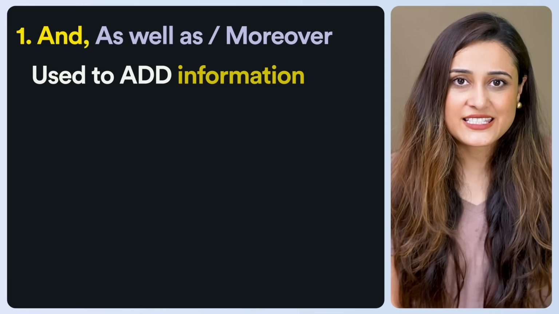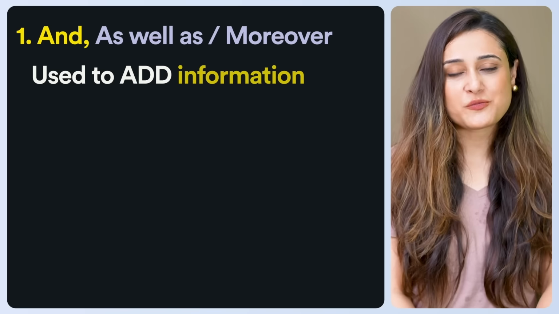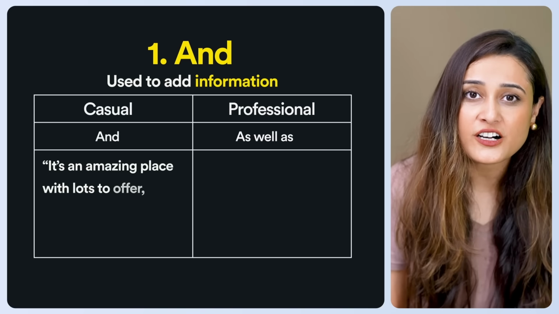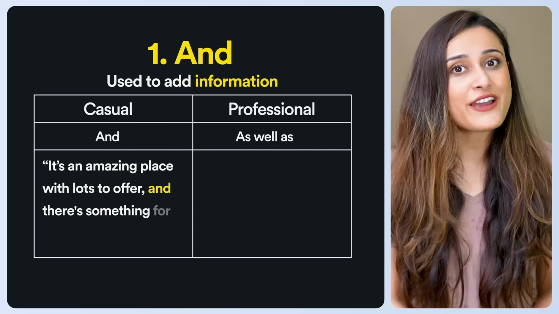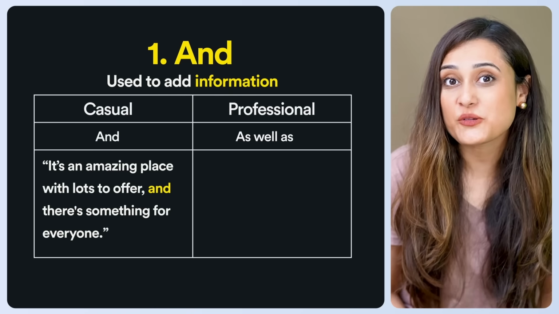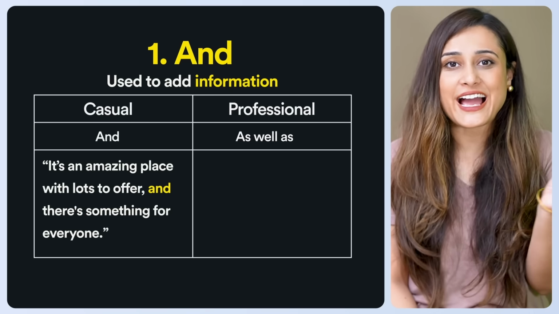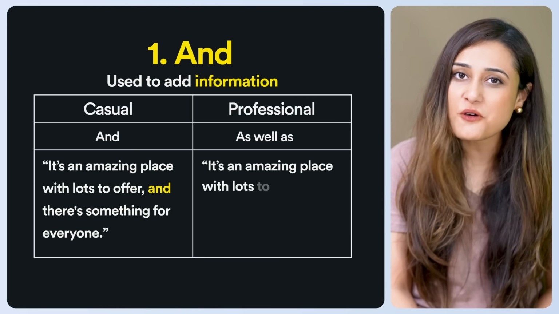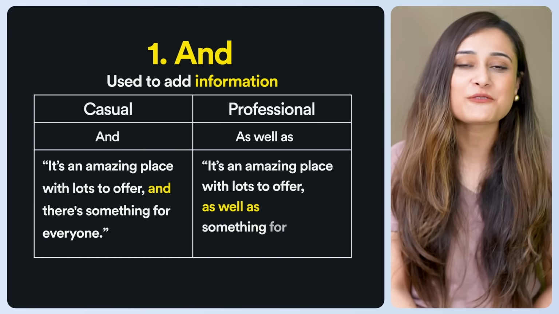Okay, so let's see it with the help of the sentence that was used by casual Alina. It's an amazing place with lots to offer and there's something for everyone. What will be the professional equivalent? I just told you, professional equivalent of and can be as well as. It's an amazing place with lots to offer as well as something for everyone.